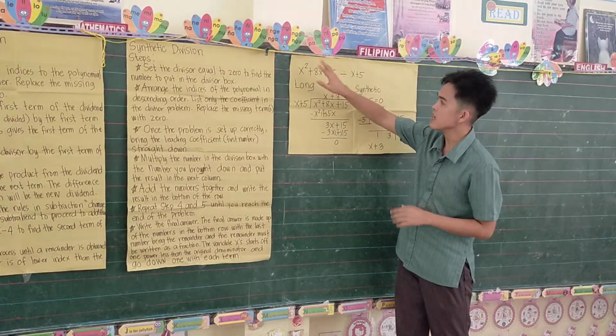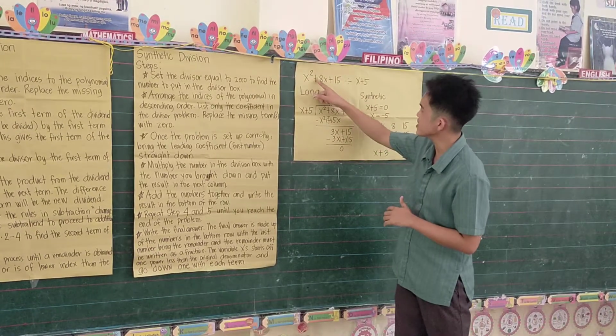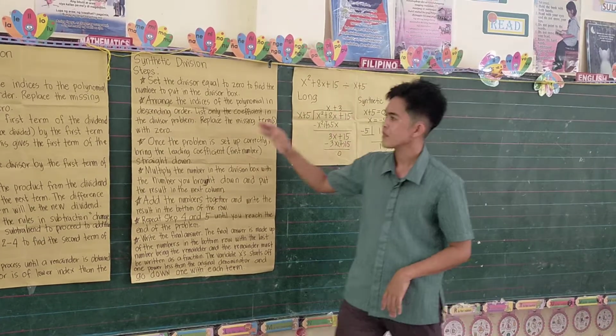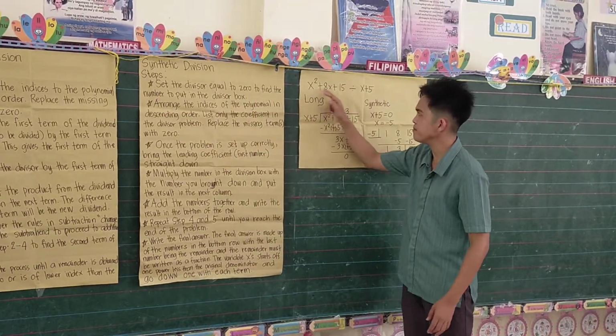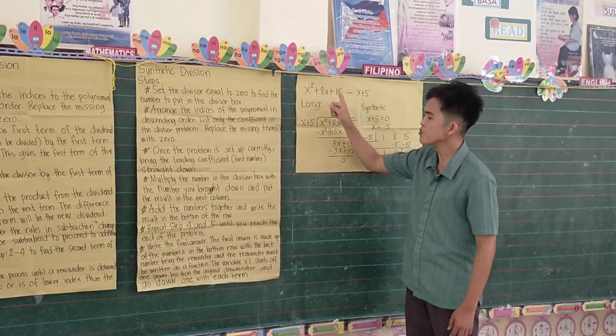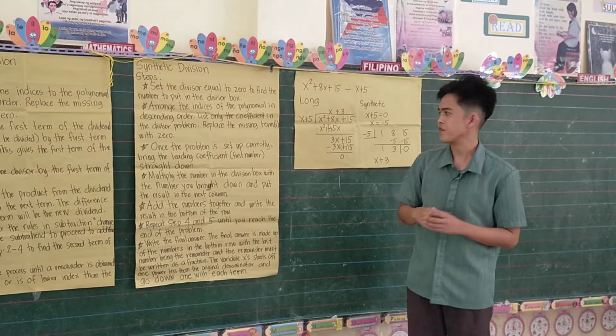Let us see the exponents if they are in descending order. So since this is already in descending order, it is properly arranged. Then, if there is a missing term in this polynomial, you write 0. Okay? Understood? Okay, very good.